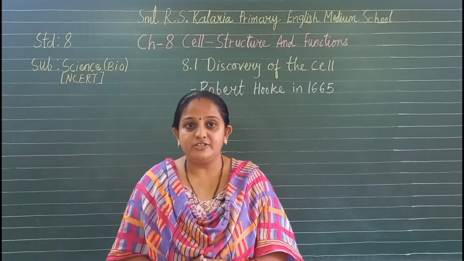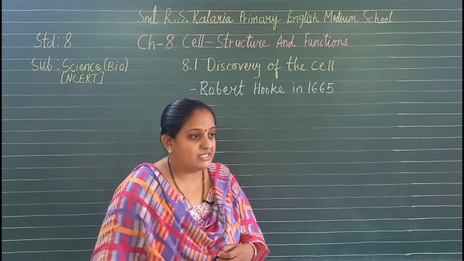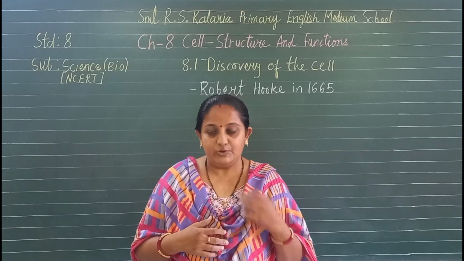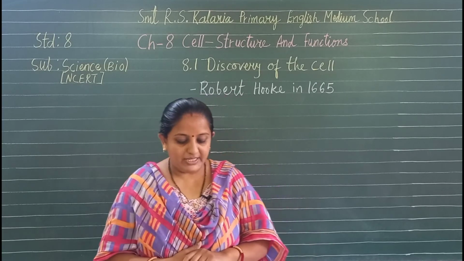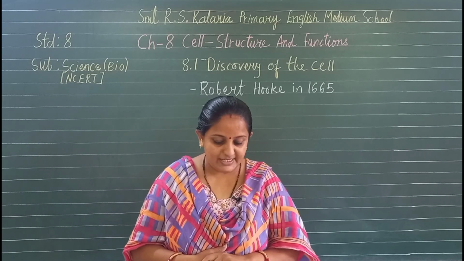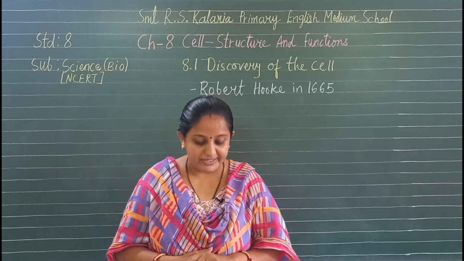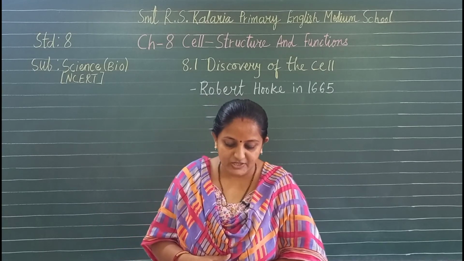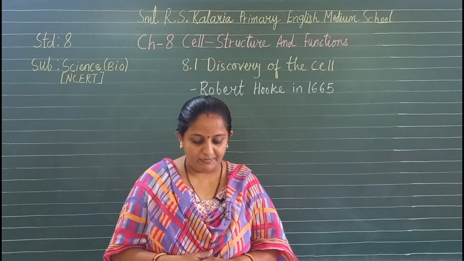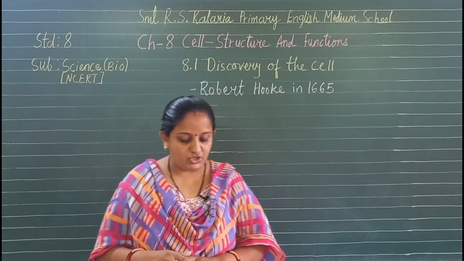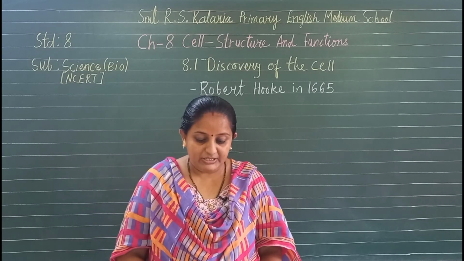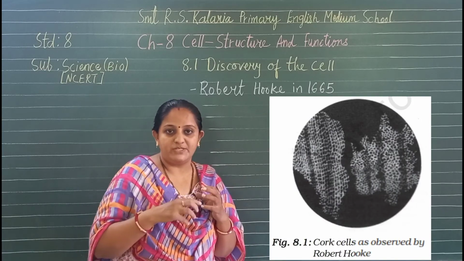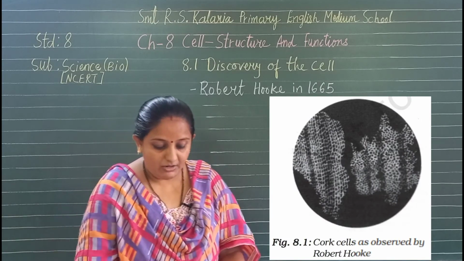So let's begin with the very first interesting topic, 8.1, that is discovery of the cell. Now in this topic we are going to understand how the cell was discovered, who observed this. Now Robert Hooke in 1665 observed the slices of the cork under a simple magnifying device. Now cork is a part of the bark of a tree. He took a thin slice of the cork and observed it under a microscope. He noticed the partitions, boxes or compartments in the cork slice. Now these boxes appeared like a honeycomb.